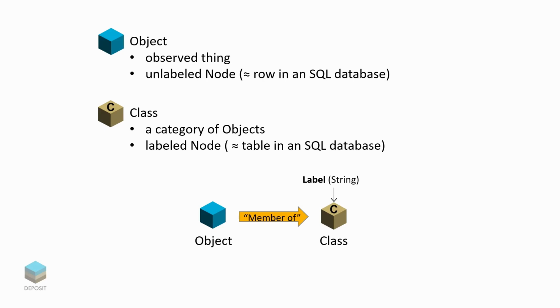Another type of node in the Deposit format is a class, which is a labeled node, and it represents a category of objects. So if we say this object is a pit, then the pit would be a class of this object. So in an SQL database, this would correspond to the concept of a table. So we could have a table of pits or a table of samples.